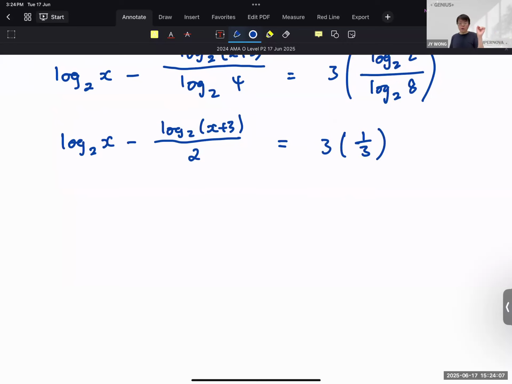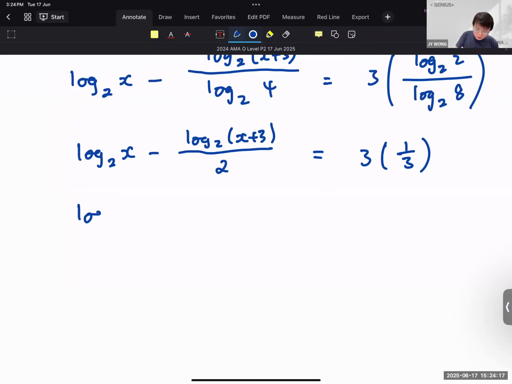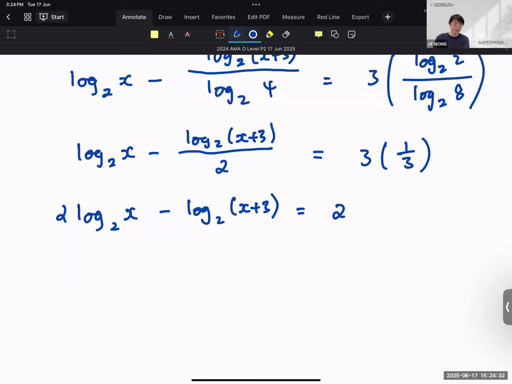First thing that I want to do here is to multiply both sides by 2. Why? Because I want to get rid of the denominator. I always want to get rid of the denominator. So if I get rid of the denominator, now I have 2 log base 2 of x minus log base 2 of x plus 3 equals 3 times 2 is 2. Now, this is where it gets a little bit interesting.